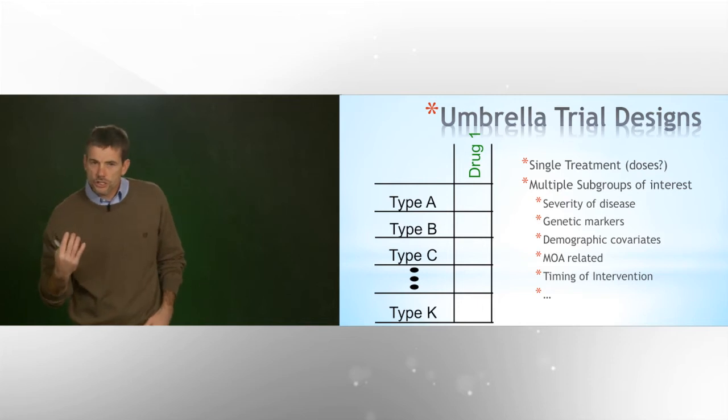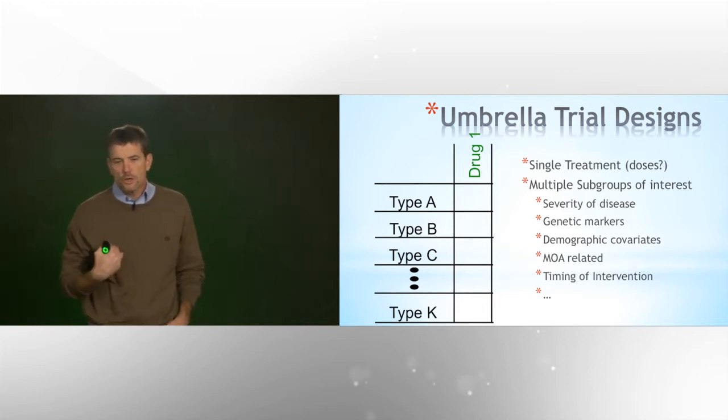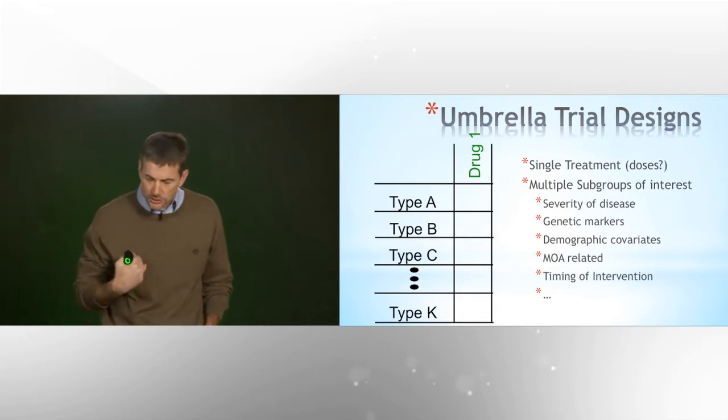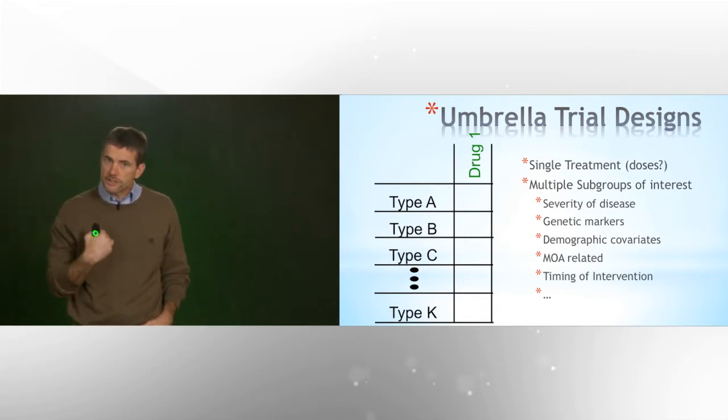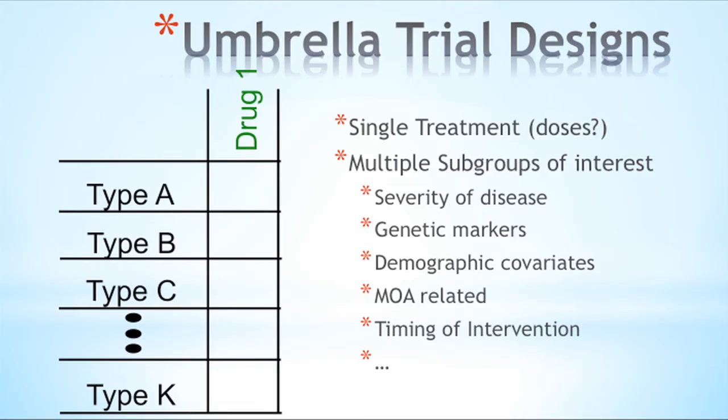The world has changed a little bit, and we're recognizing the heterogeneity of many types of diseases, where we're worried about the differential benefit or efficacy and safety within subsets of the population. So think about a disease that can be stratified into A through K. These could be ordered, where it's severity. B is more severe than A, C more severe than B, and so on. It could be genetic markers. So these are separate categorical groups.